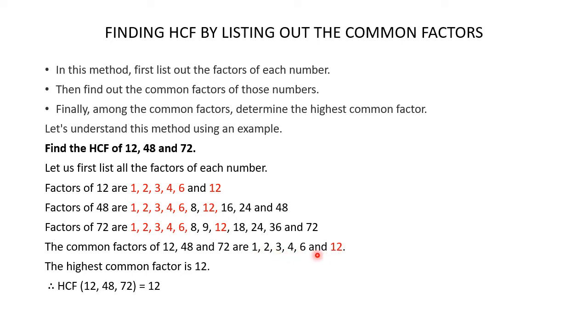Out of all these factors, 12 is the highest. So the highest common factor or HCF is 12. So HCF of 12, 48 and 72 is 12. Hope you have understood this method of finding HCF.